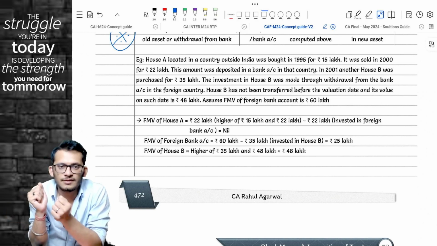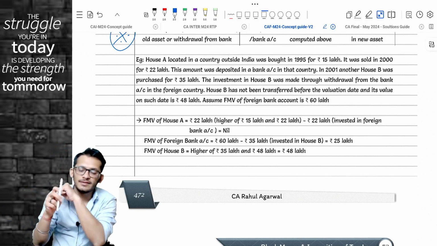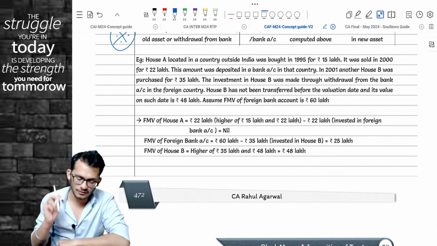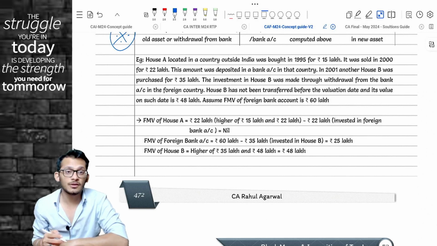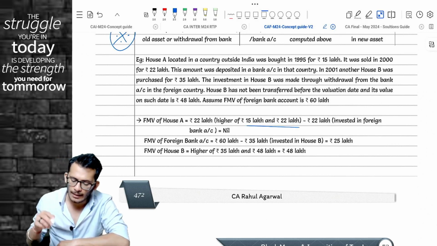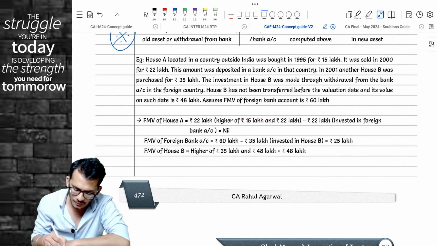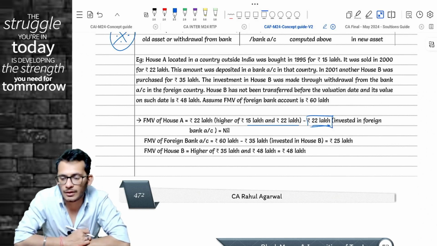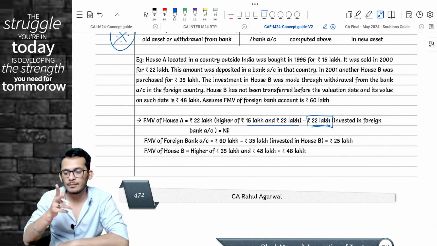So what they came and said is, Rahul, the black money for the purpose of the first asset will be the higher of 15 lakhs and 22 lakhs, which is 22 lakhs, minus 22 lakhs, because that is the amount which you have put in the bank account. Minus 22 lakhs being the amount which you have put in the bank account. Yes or no? Yes.